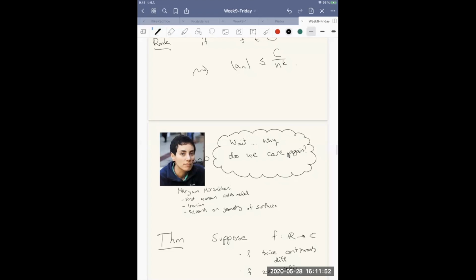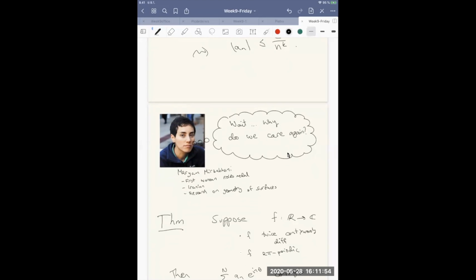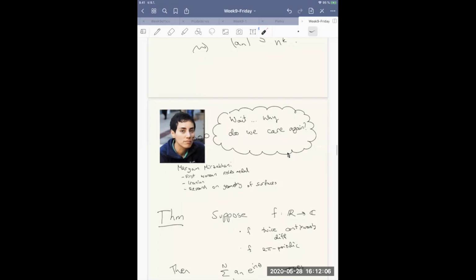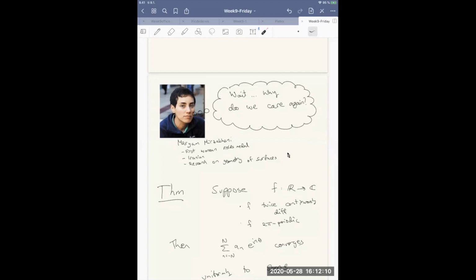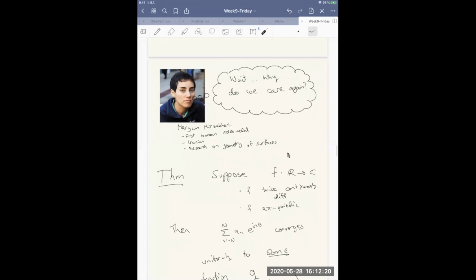So why did we do this again? And at this point, I'll mention unrelatedly, this is a picture of Maryam Mirzakhani, the first woman Fields medalist from Iran. Well, both of these were firsts, being a woman and coming from Iran. She did some phenomenal work on geometry of surfaces.